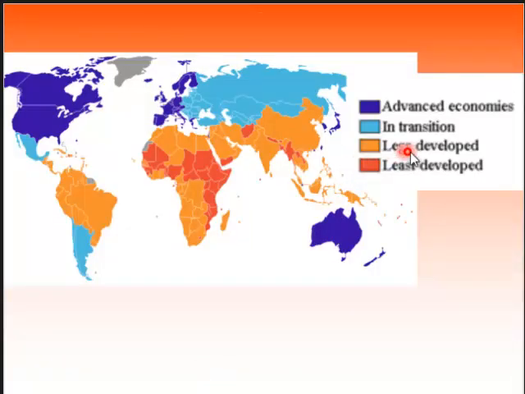Okay, so less developed and least developed in blue is advanced economies. So if you look at the blues in transition and dark blue, let's start with the dark blue. That is our more developed country. That's us, guys. And a lot of Europe and Australia and Japan. Our less developed countries, let's go with orange, are much of Africa. And our least developed is the other part of Africa and much of South America and Asia. These are our least developed countries.